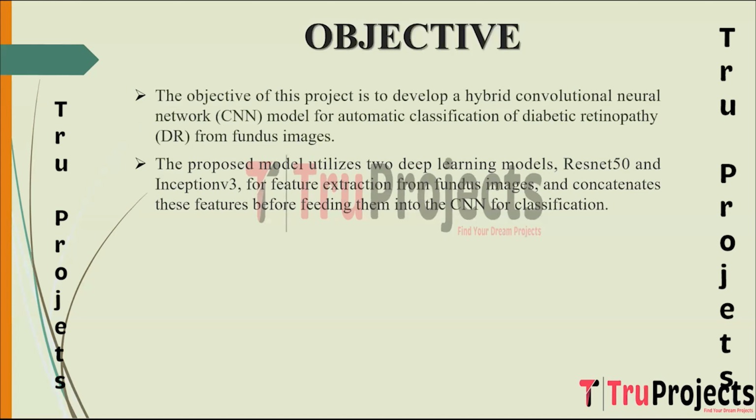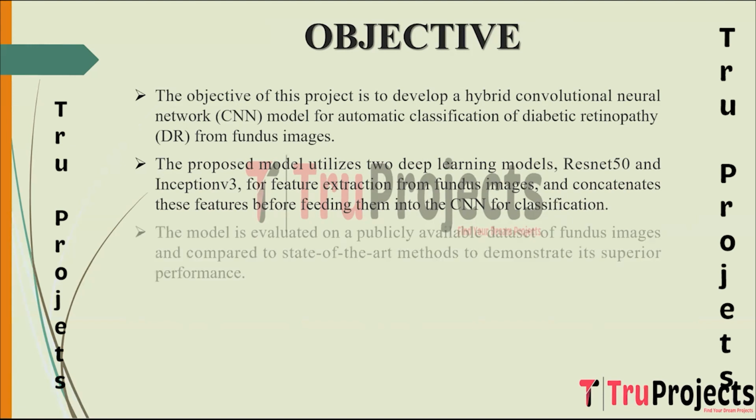By leveraging ResNet50 and Inception V3, two advanced deep learning architectures renowned for their feature extraction capabilities, this model systematically captures and extracts intricate visual patterns and characteristics from fundus images. These extracted features are then concatenated before being inputted into the CNN for the final classification process.